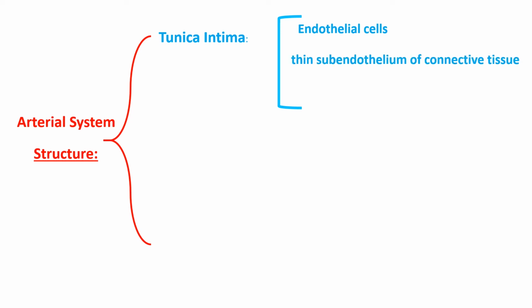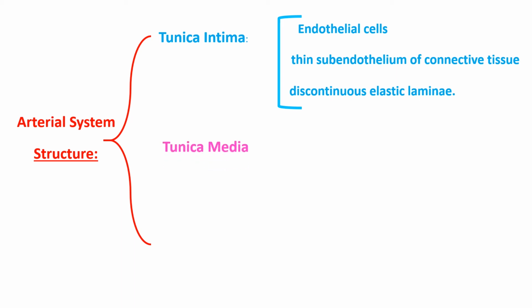It is time to write some notes. Now, the arterial system structure is made of tunica intima, and tunica intima is made of endothelial cells. These are simple squamous cells, and there is a subendothelial layer of loose connective tissue, and then these endothelial cells have a continuous basement membrane.